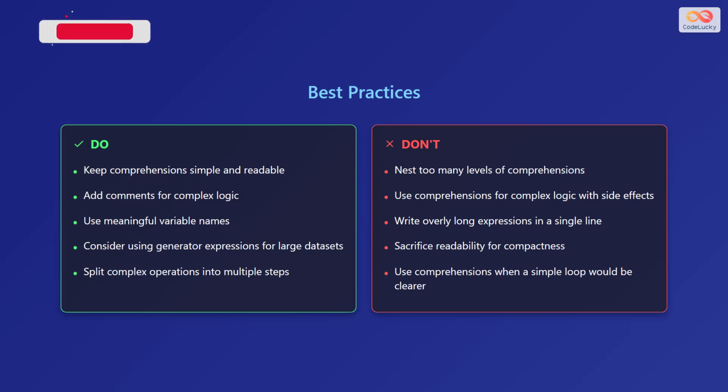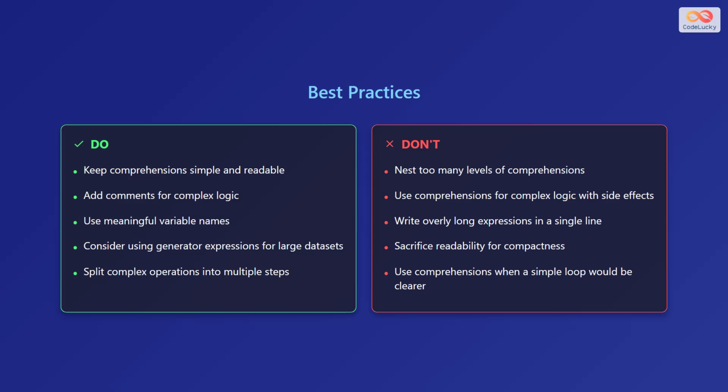To make the most of list comprehensions, it's important to follow some best practices. Let's consider the do's and don'ts. First, do keep comprehensions simple and readable. Add comments for complex logic. Use meaningful variable names. Consider using generator expressions for large datasets. Split complex operations into multiple steps.